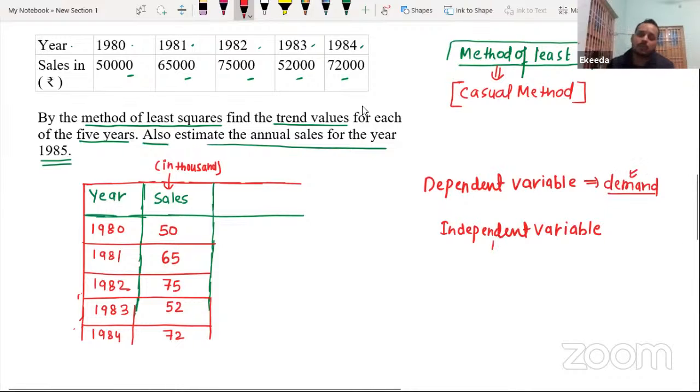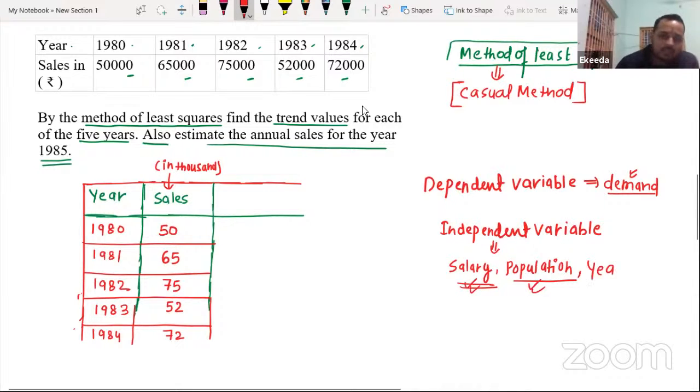And what is the independent variable? The independent variable can be the salary of the customer, or the population. So we have to find the demand according to the salary or population, or you can say year. Here year is our independent variable. The dependent variable is considered as y, and the independent variable is considered as x. So we have to form a trend equation between the dependent variable and the independent variable.